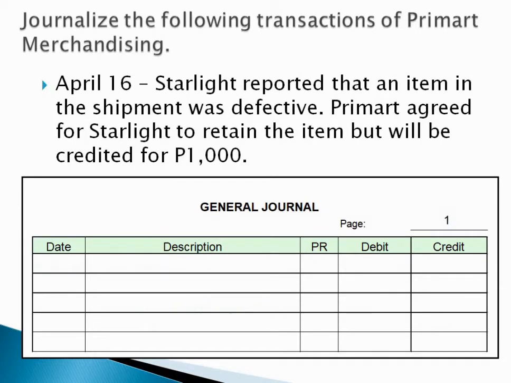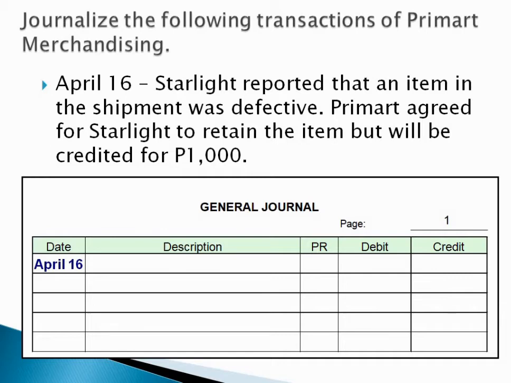The following day, April 16, Starlight reported that an item in the shipment was defective. Primark agreed for Starlight to retain the item but will be credited for 1,000 pesos. A merchandise previously sold by Primark to Starlight was defective, but instead of returning it to Primark, Starlight asked for a price reduction of 1,000 pesos, to which Primark agreed.